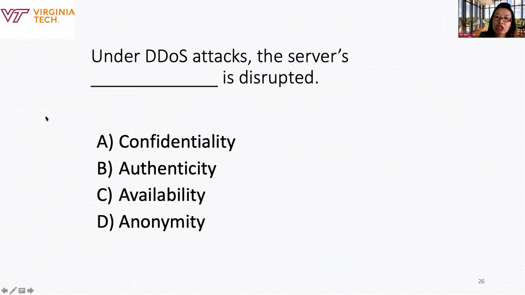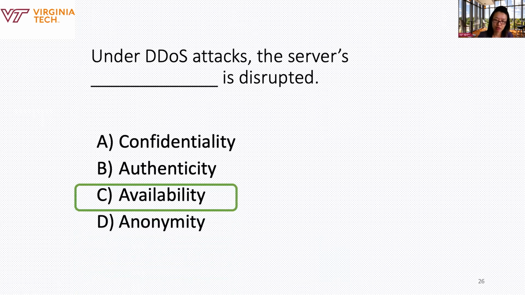So a quick sanity check question: under a distributed DDoS attack, what security property of the server is disrupted? The answer should be C, right? Availability.